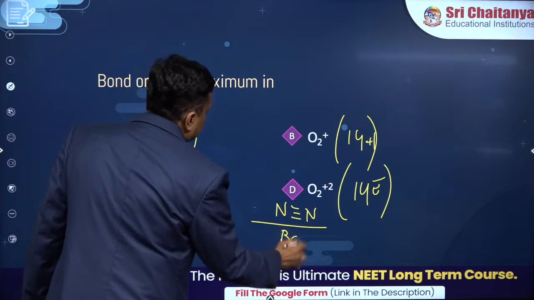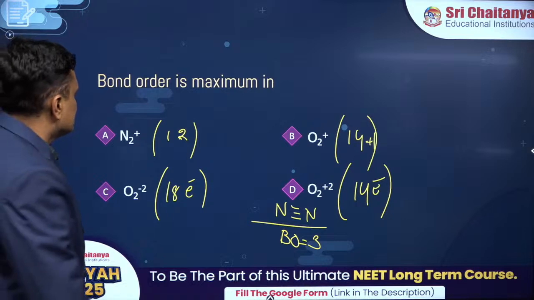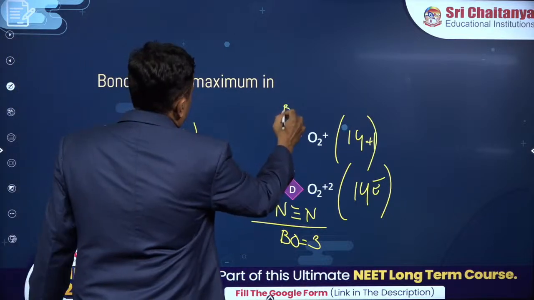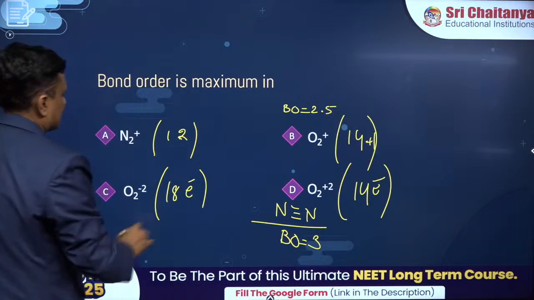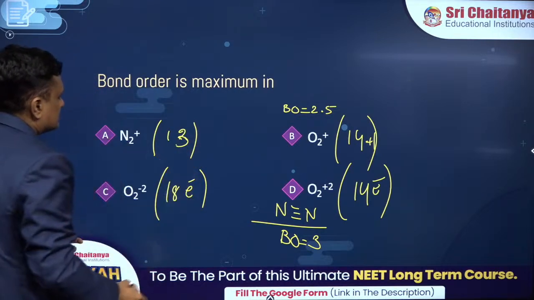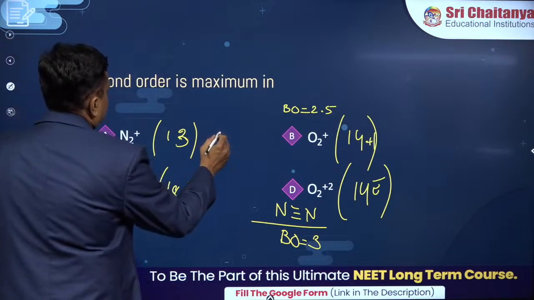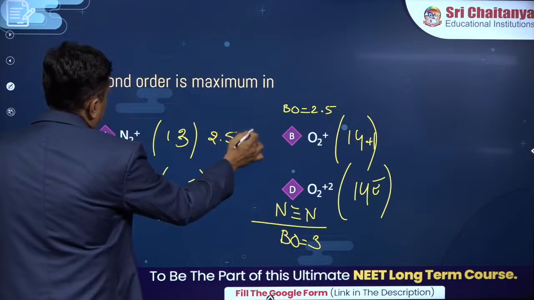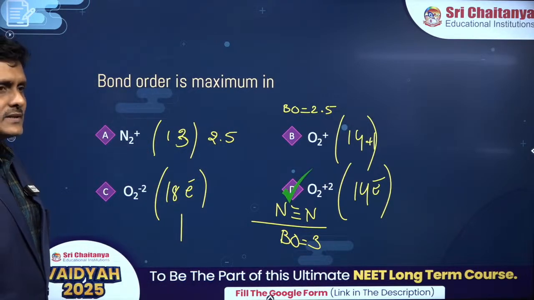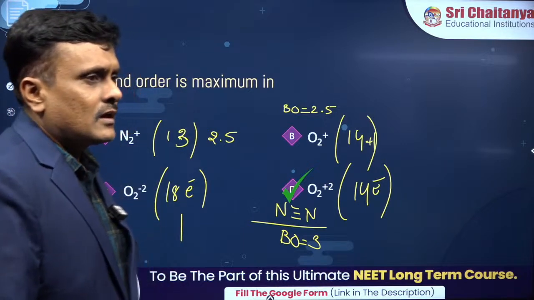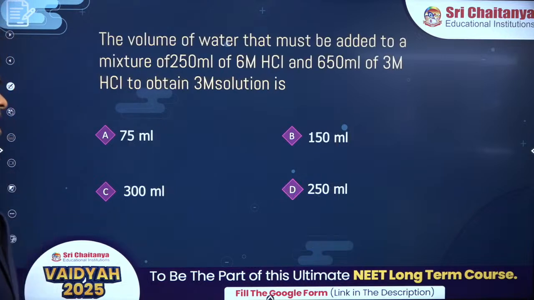You know bond order is 3, isn't it? For this, I believe bond order is 2.5 and this is N2 plus 1, which is 13, right? So 13 means the bond order is again, I believe it is 2.5 or something. You have to work out, and this is 1. So right answer is O2 plus 2. That's brilliant, Priya. O2 plus 2, yeah. Thanks to you, Priya. 2.5, yes.